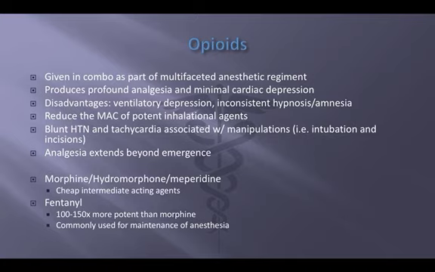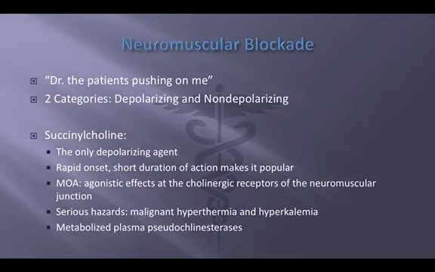Some examples are morphine, hydromorphone, or Dilaudid, meperidine. These are cheap. They're intermediate acting agents. They're used all the time. And then anesthesia's go-to, what we see most often, is going to be fentanyl. It's much, much stronger. It's 100 to 150 times more potent than morphine, and it's commonly used for the maintenance of anesthesia. It's quick on and it's quick off too.